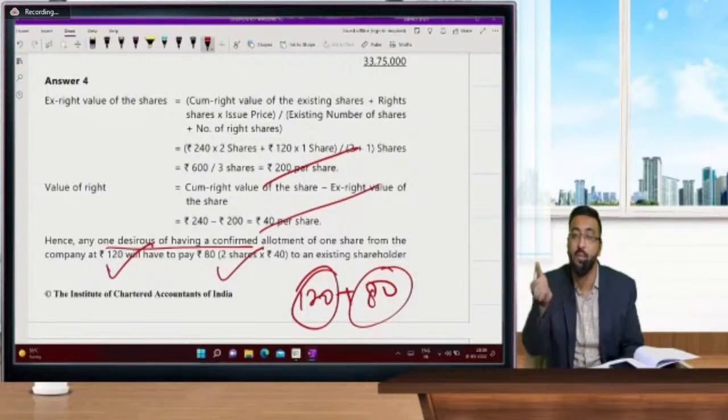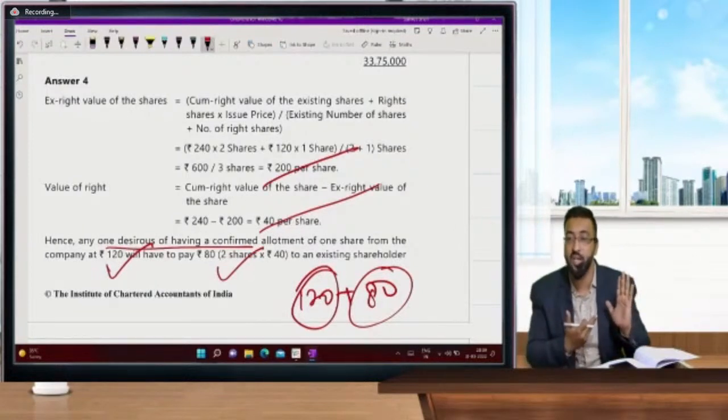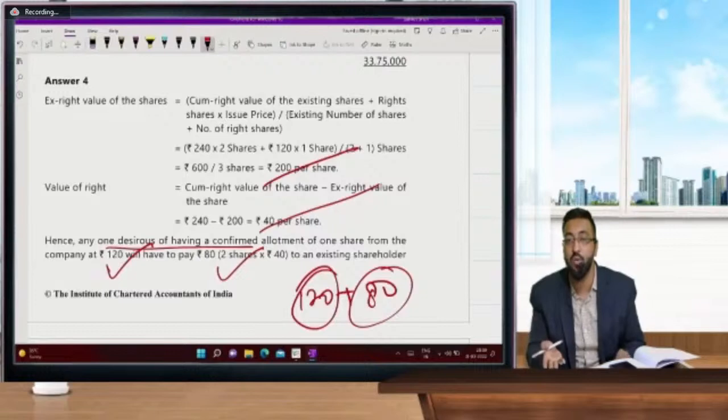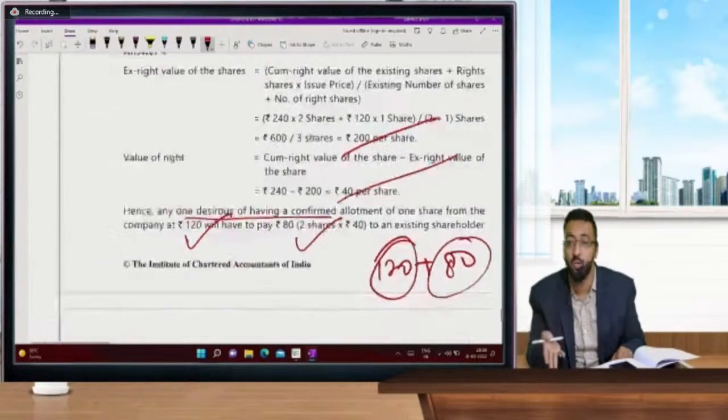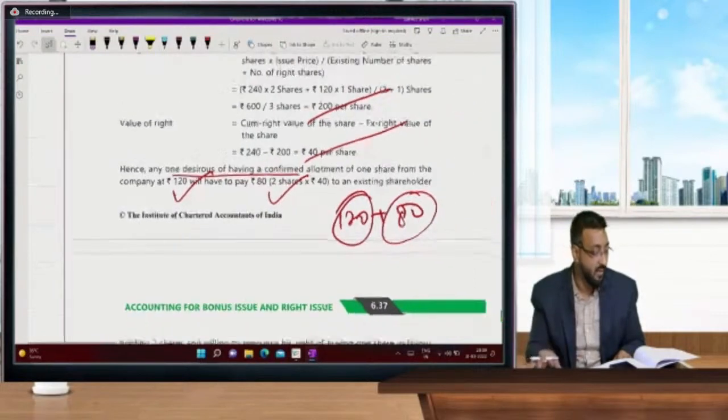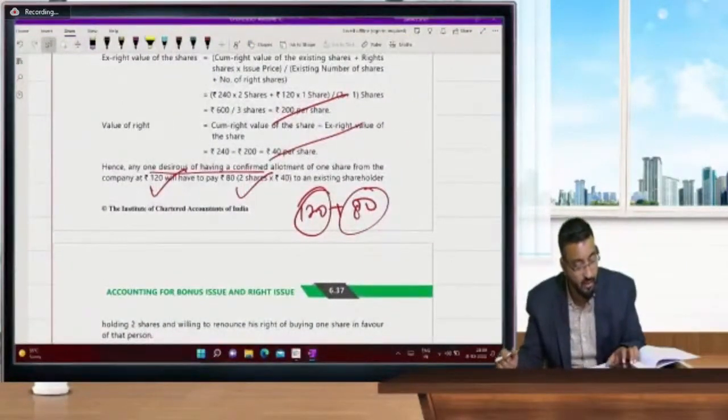वैल्यू ऑफ राइट मतलब मैं पहले 240 में शेयर लेता था, मेरे मार्केट में वो मेरे शेयर की इज्जत 240 थी. राइट शेयर आने के बाद मेरे शेयर की इज्जत नीचे आ गई. थेरोटिकल एक्स राइट प्राइस 200 रुपया. तो जो 40 रुपए का मेरा नुकसान हुआ, बेटा मैं प्रथम से लूंगा ना वो 40 का नुकसान. अभी समझ में आया क्या? वो है वैल्यू ऑफ राइट. क्यों इतना डिफिकल्ट लग रहा है?